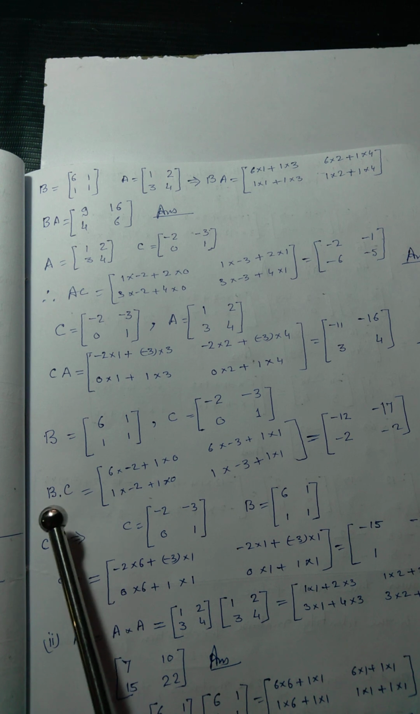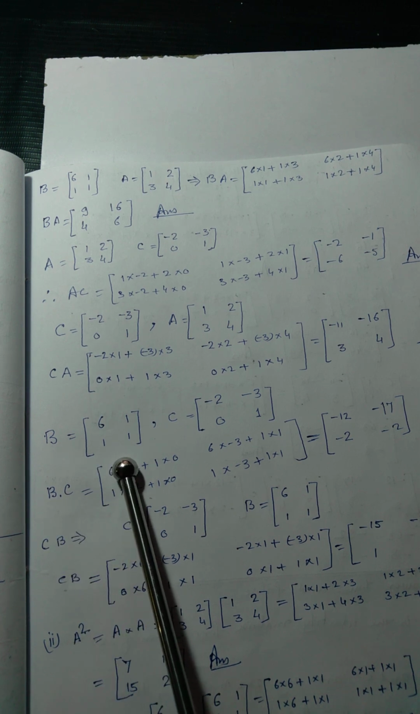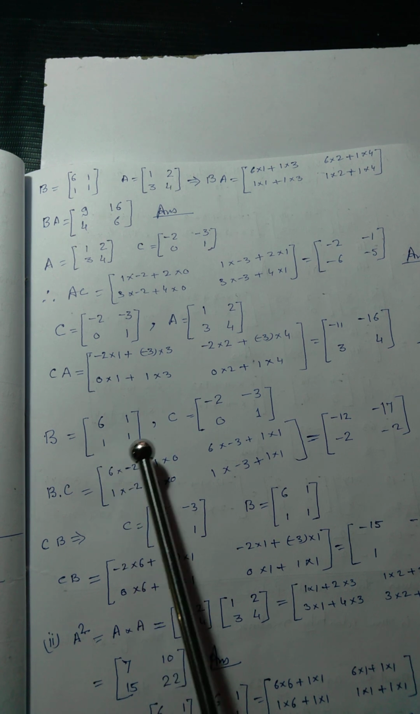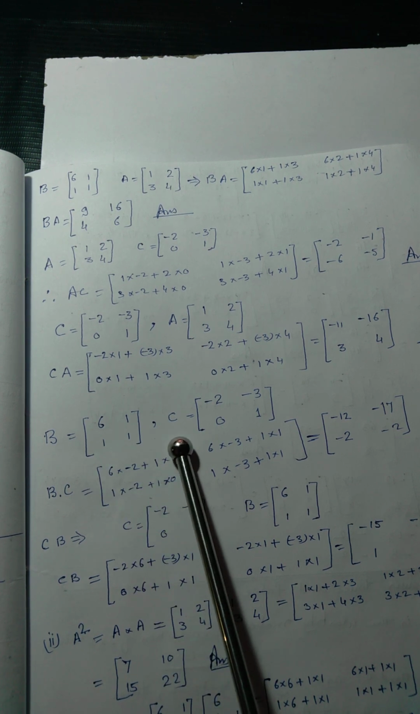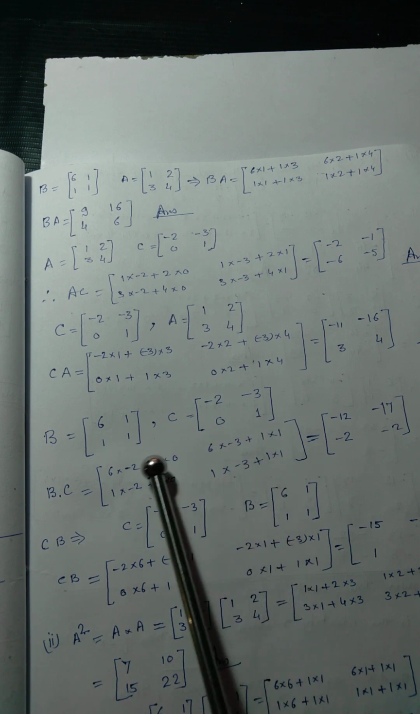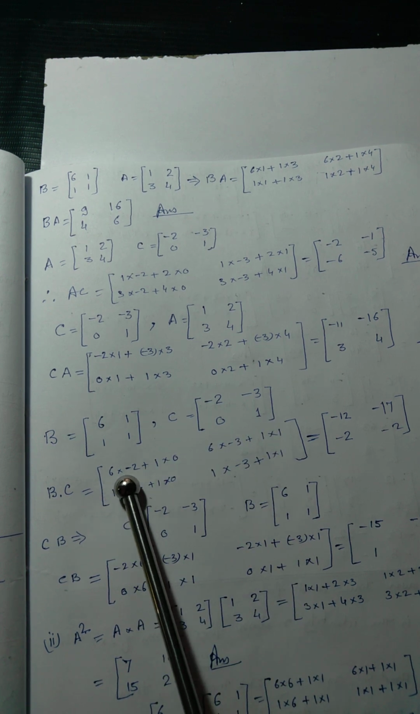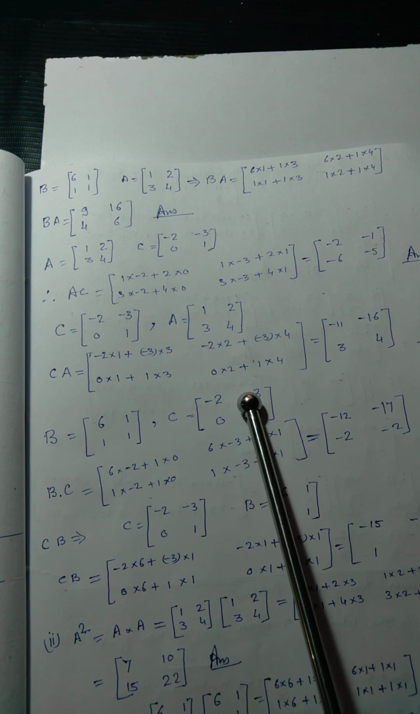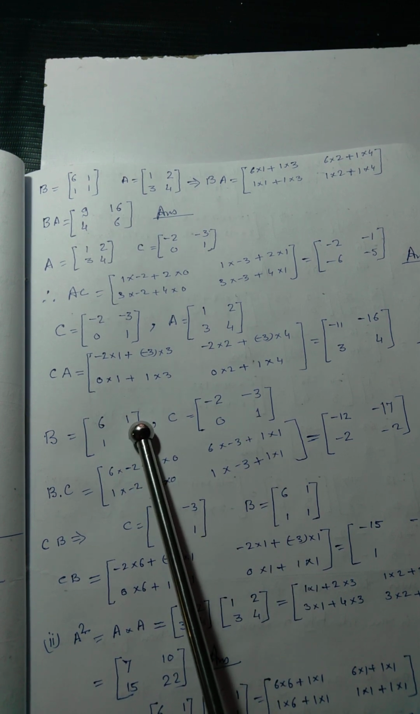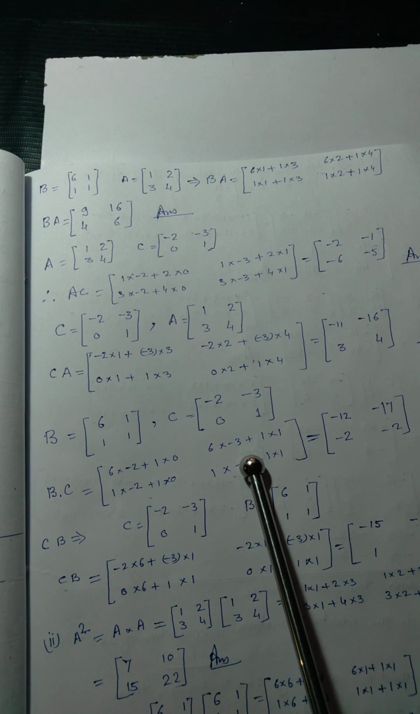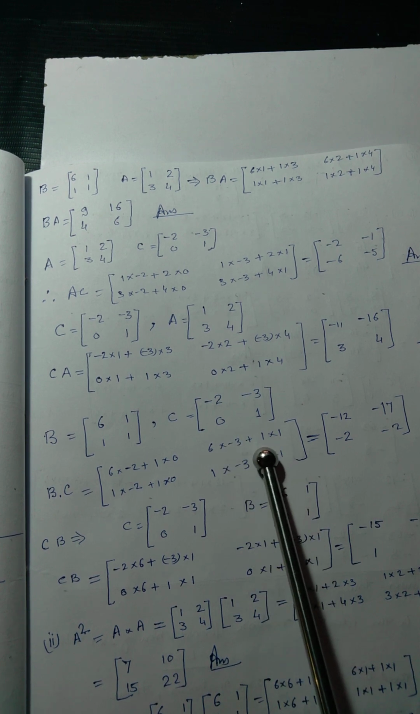Now again, we have to find out BC. B is equal to [6, 1; 1, 1] and C is equal to [-2, -3; 0, 1]. BC is equal to 6 into minus 2, after that 1 into 0, and 6 into minus 3 plus 1 into 1.